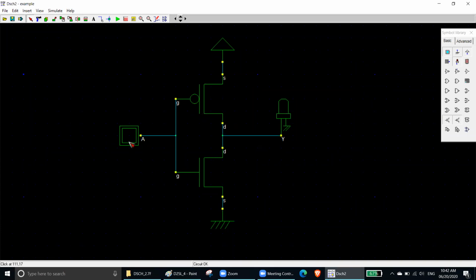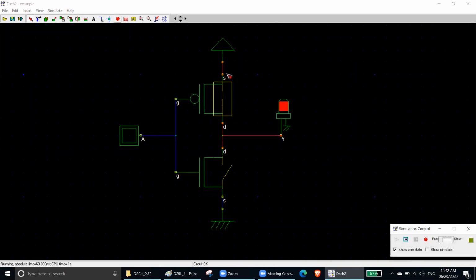So let's see how this thing works. If I run the simulation, you will see when the input is 0, our output is 1. When our input is 1, output is 0. So how is this happening? When your input is 0, that means this 0 is going to the gate of PMOS and going to the gate of NMOS. At 0, your NMOS is off.